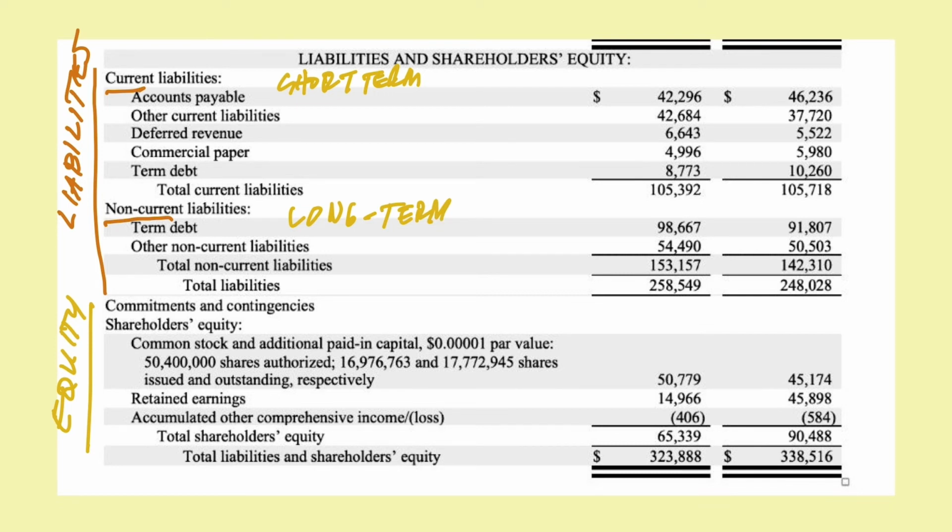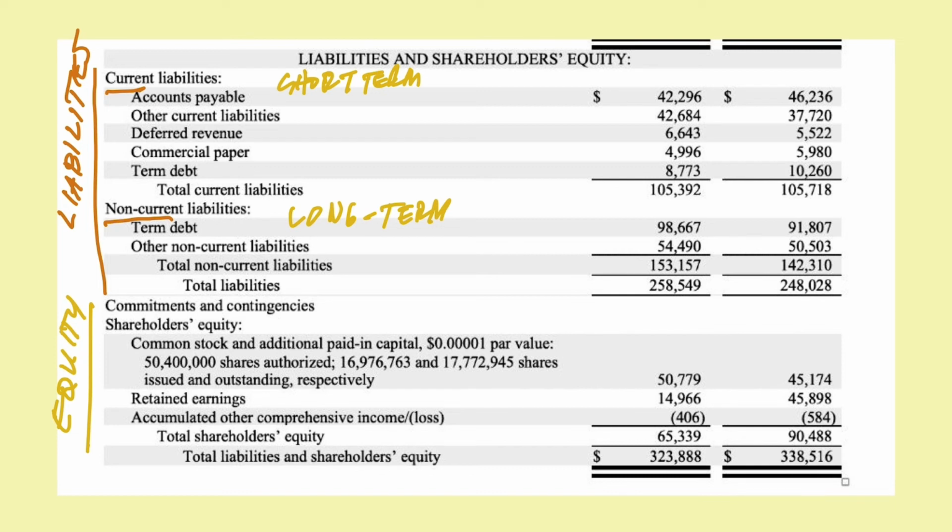Under current liabilities, we have one of the most common, which is accounts payable. This is kind of the opposite of accounts receivable. Accounts payable is something that you have to pay to another party. For example, you bought furniture on credit and you're supposed to pay it next month. So you have a debt. You have to pay for it in the future.